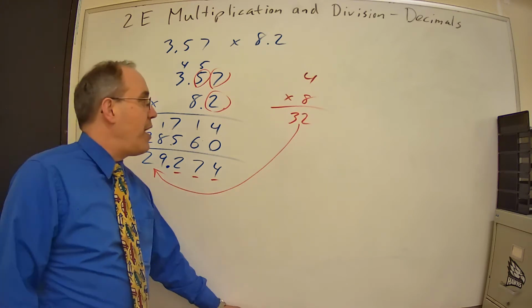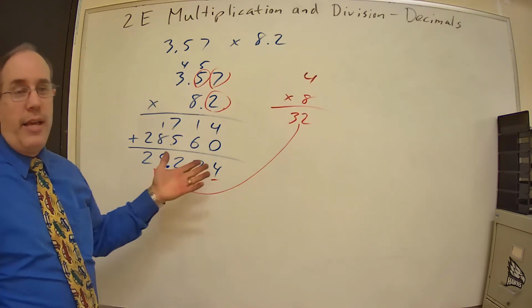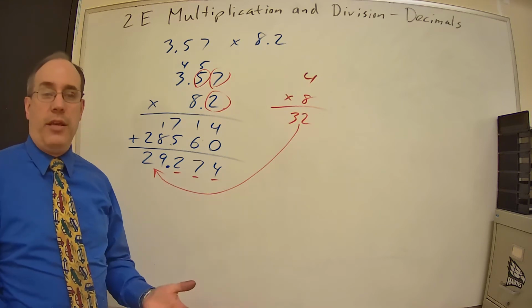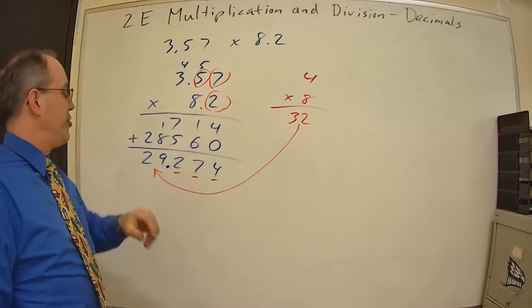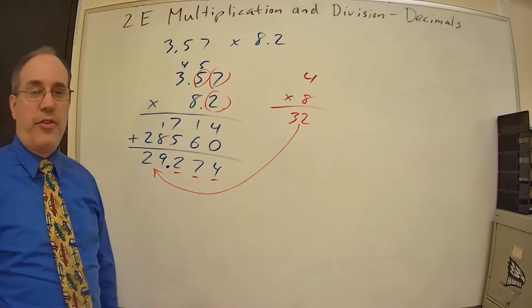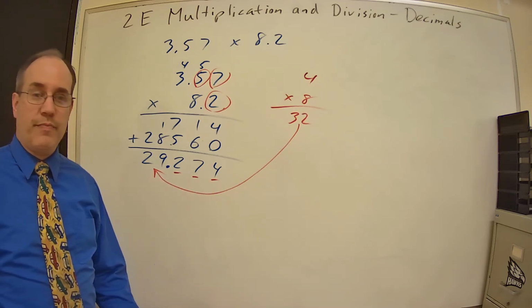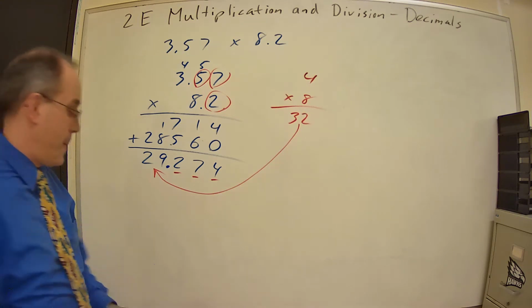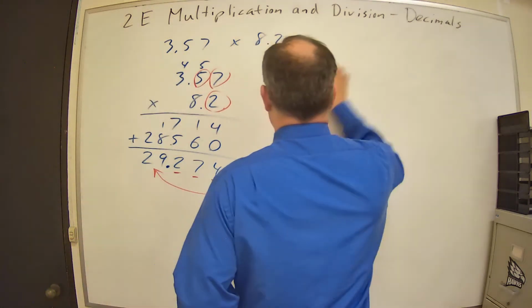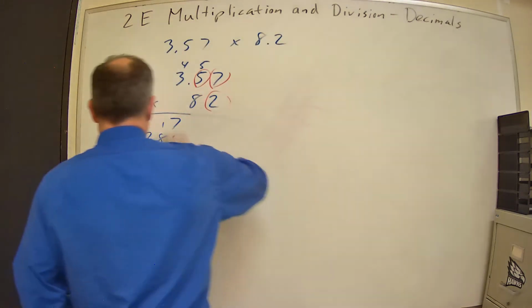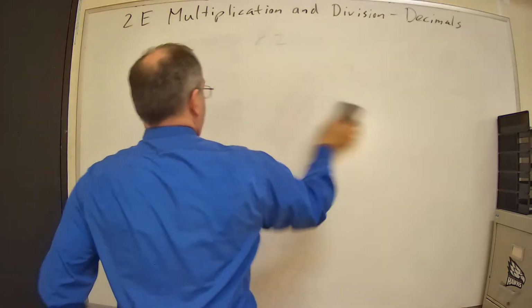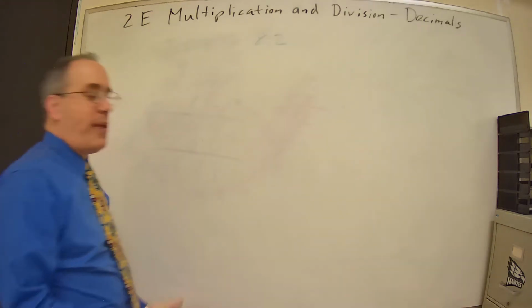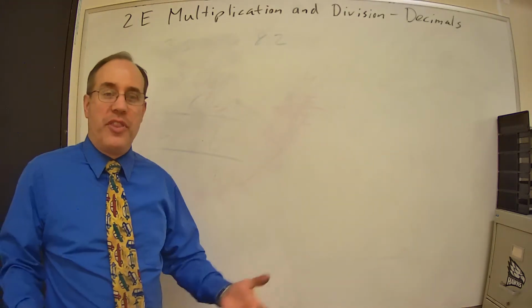So that's our method, is multiply just as you would normally, and then just count your decimal places, and that's what's going to be your final decimal place. It's that simple. Let's do another one. I just want you to realize it's not as painful as you would think.